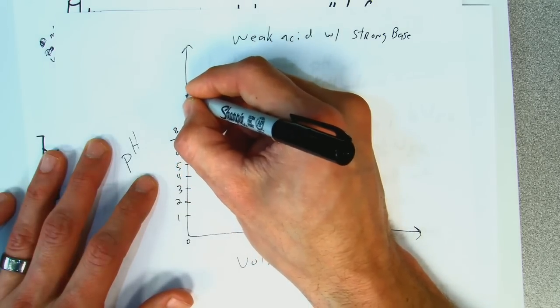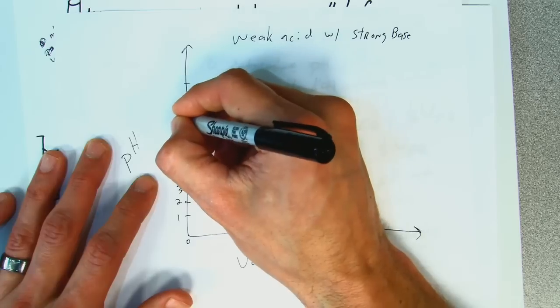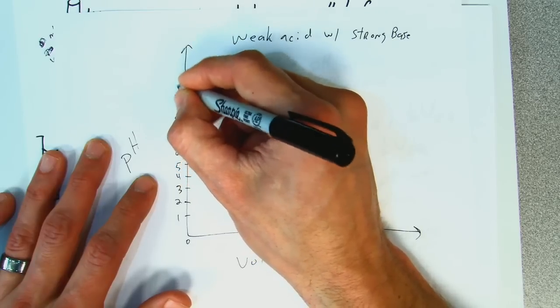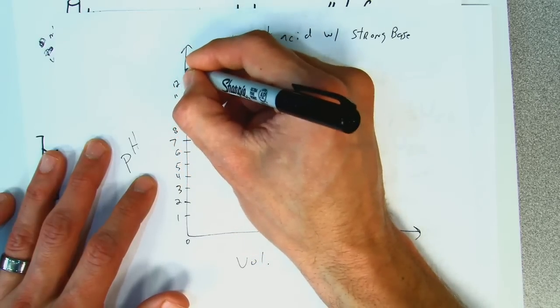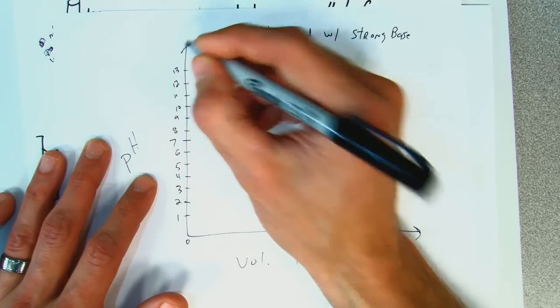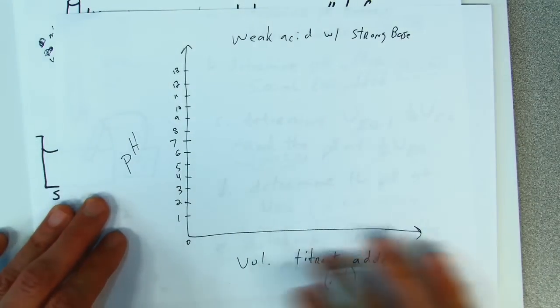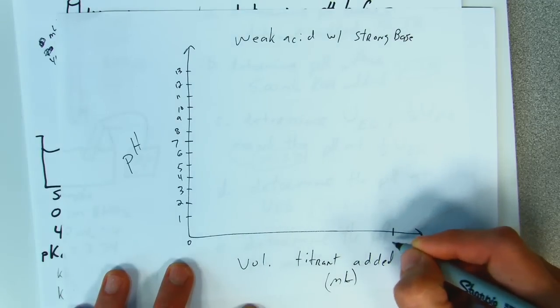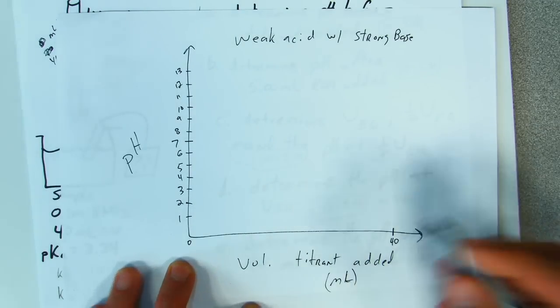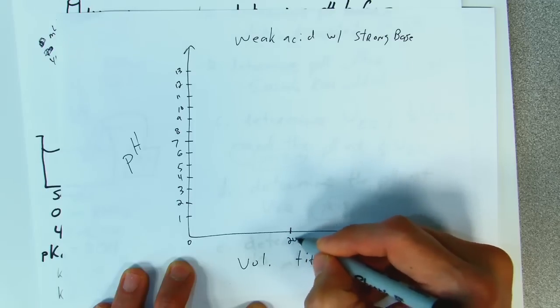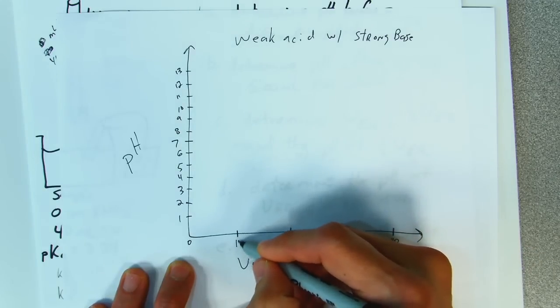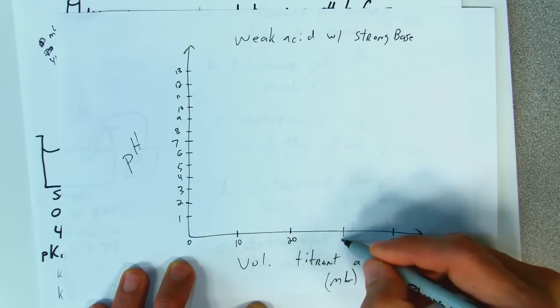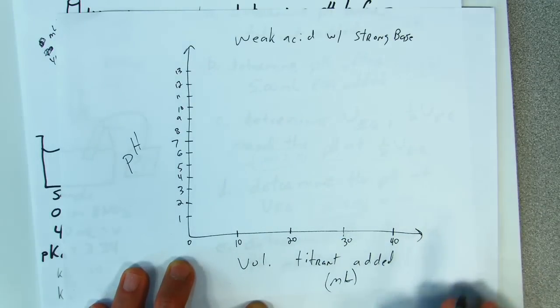9, 10, 11, 12, 13. Okay, great. Now on this axis, we've got the volume of titrant added, and I think we went all the way up to 40 as our highest point. Let's try to divide that up, okay?